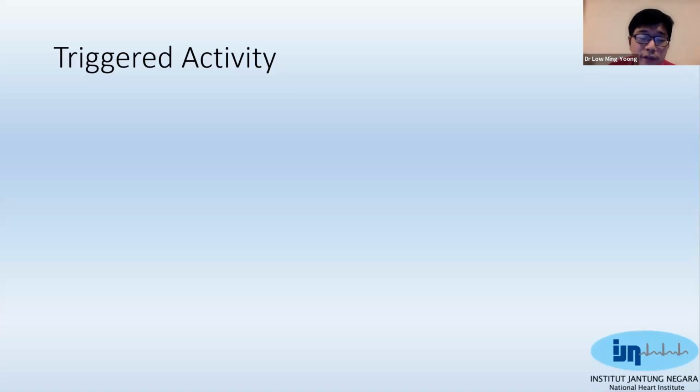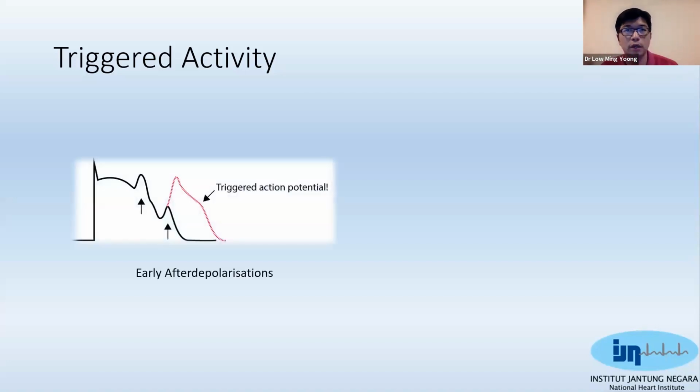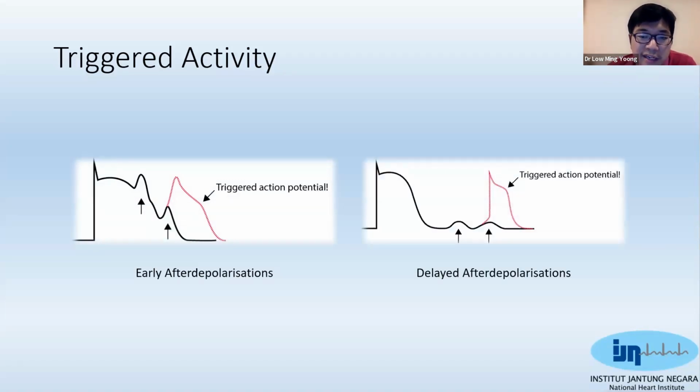Okay, so triggered activity basically is something that triggers a PVC. There are two, what we call early afterdepolarization and delayed afterdepolarization. Why afterdepolarization? Because these PVCs, this triggering, always happens after depolarization. If it happens in phase 2 or phase 3, then it's called early afterdepolarization. If it's in phase 4, meaning after phase 3, then it's delayed. Okay? I won't go into the details of this.